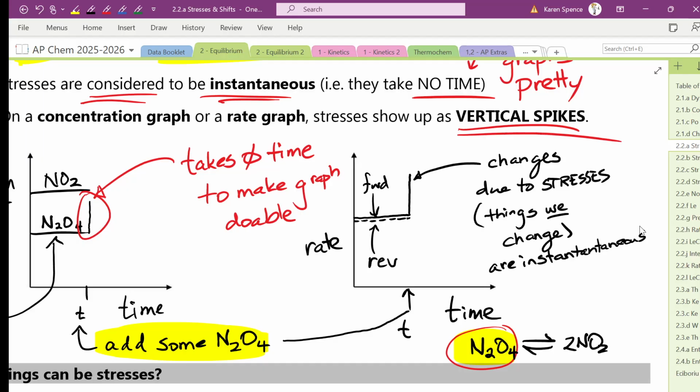After the vertical line, we're going to look at what happens next. Then we're going to draw the shift. So right now, all we've drawn is the stress. Then we're going to do the shift. Did that answer your question? Okay, cool. So this is just the stress.